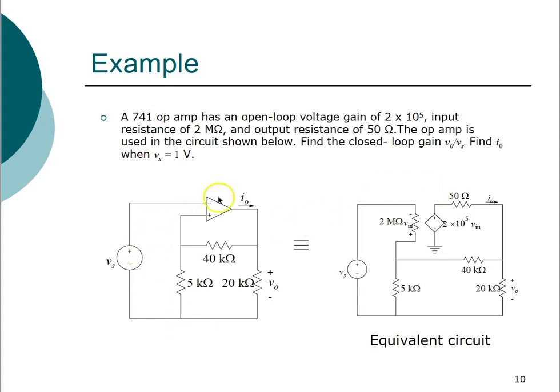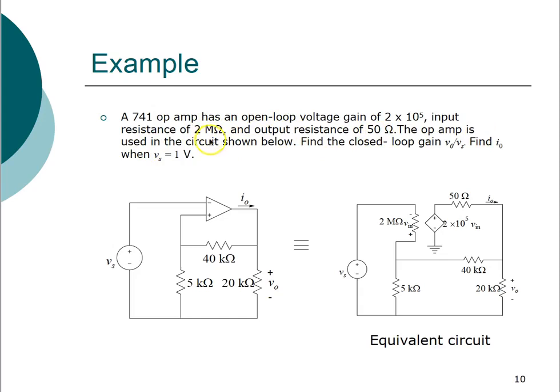This is some op-amp, and in this op-amp we are giving some input supply to this negative terminal, and from the positive terminal we have these resistances connected in this way. Okay, so 741 op-amp has an open loop gain of 2 into 10 raised to power 5. So here your A is the gain which is given. Input resistance of 2 mega ohm. Input resistance is usually high, so this value looks correct. And then output resistance of 50 ohm.